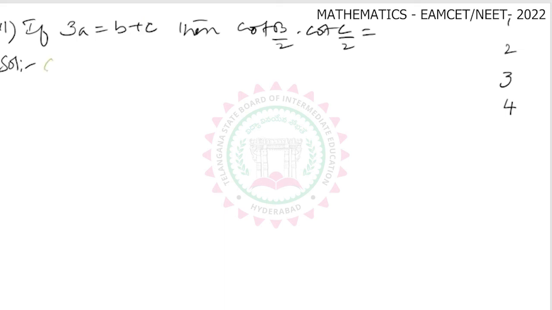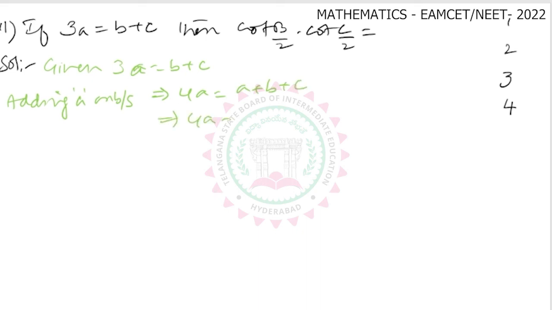What is given? 3a is equal to b plus c, right? If I add a on both sides, this is nothing but 4a is equal to a plus b plus c, which is equal to 2s.